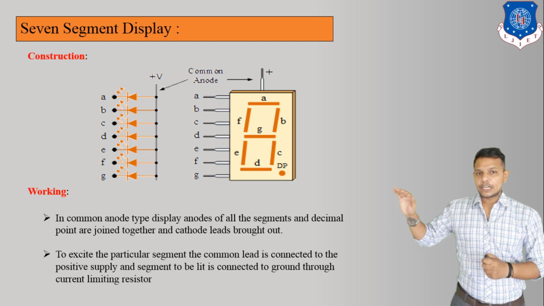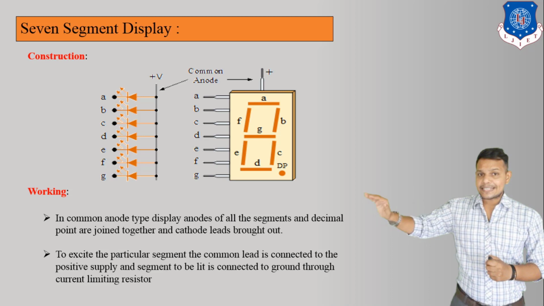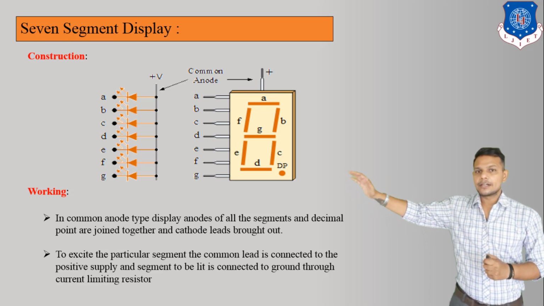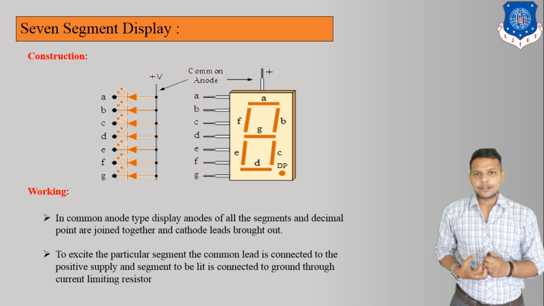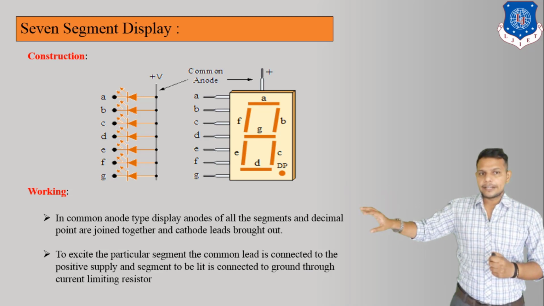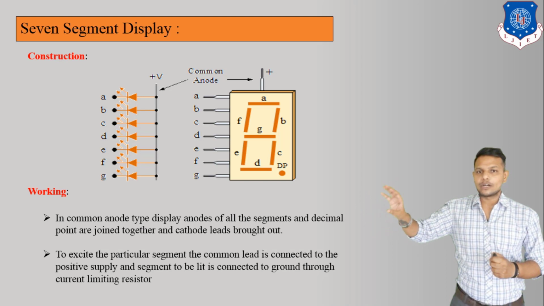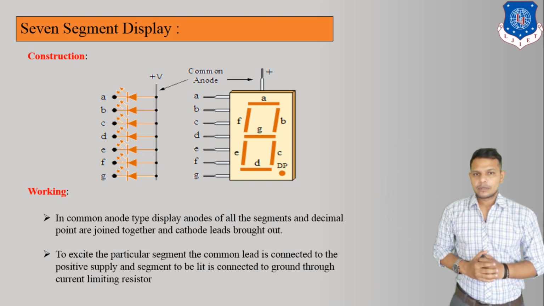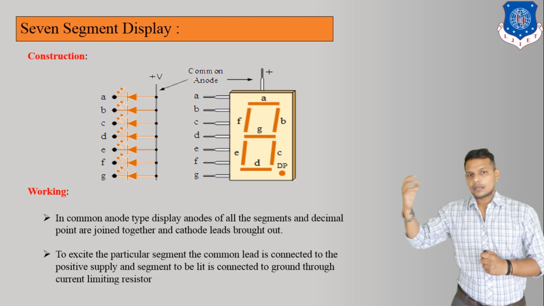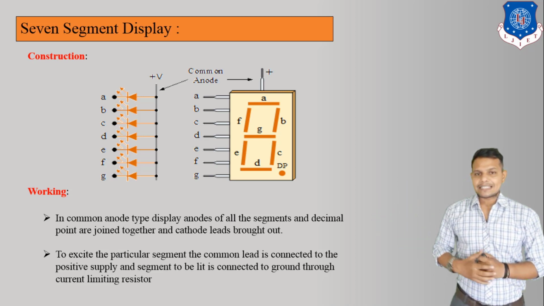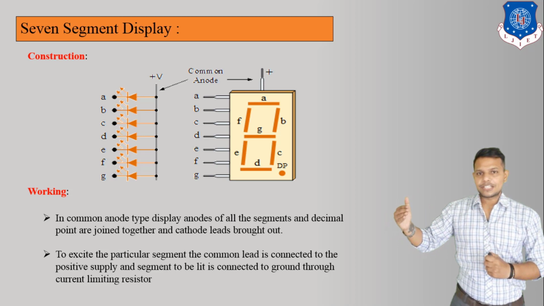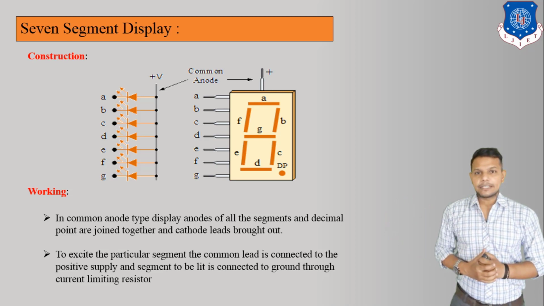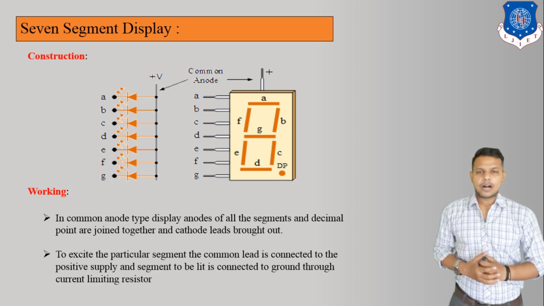In the common cathode type display, the cathodes of all the segments and the decimal point, which is also represented here as DP, are joined together and the anode leads are brought out. To excite a particular segment, the common lead is connected to the positive supply, and the other lead should be connected with a resistor and ground.